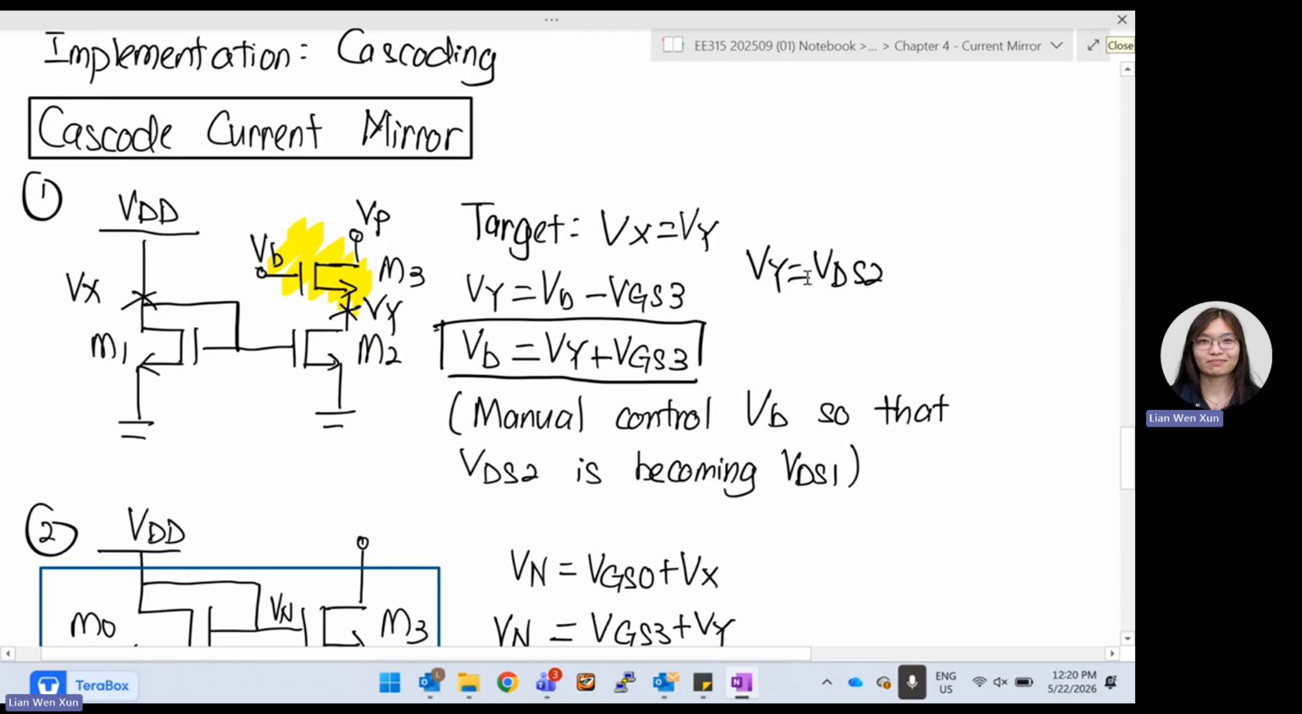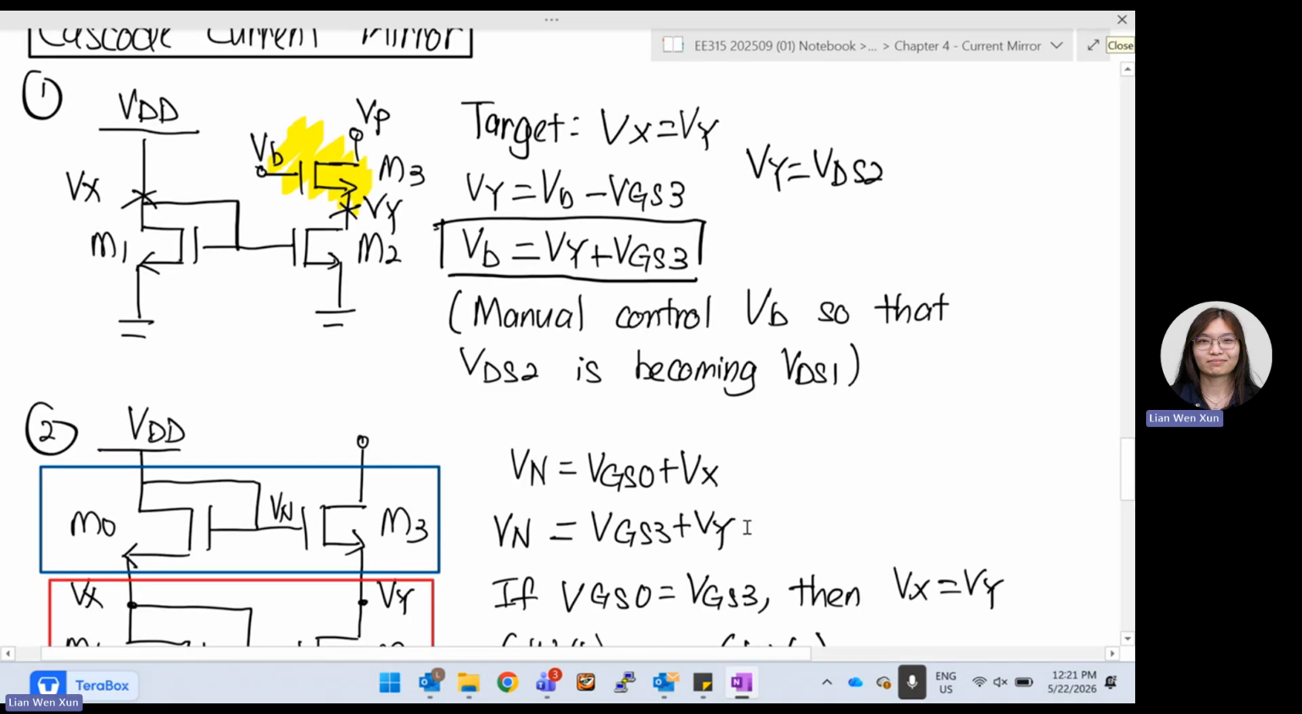I want to force my Vx to be the same as Vy. What I can do is change my V bias up there, so maybe I have to have something up there to change it. I change my V bias so that my Vy can be the same as Vx. So this first method is by manual control. I manually control my Vb so that VDS2 becomes VDS1, and then I remove the VDD dependence. It looks like I'm not being affected by power anymore, and I can still copy the same current.